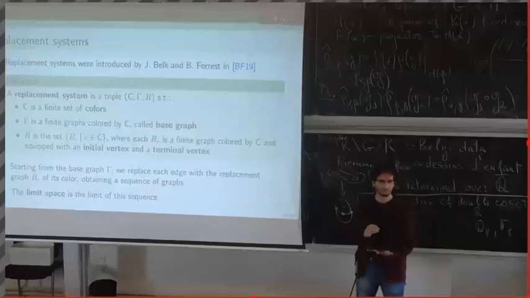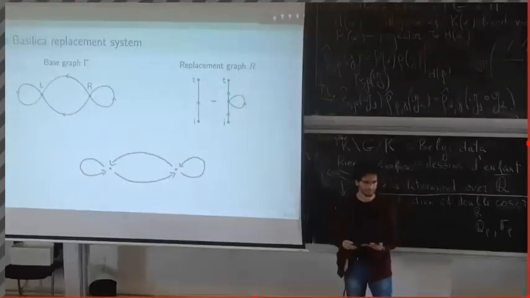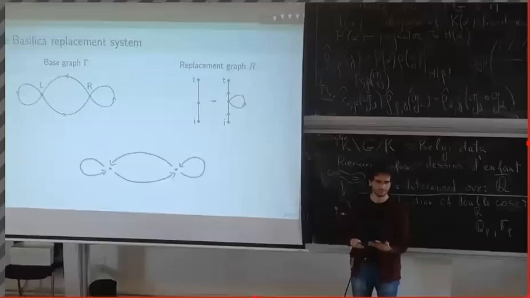I know that this is vague, but the full definition is a little more involved. But I think you'll be convinced once you actually see an example. So this is the Basilica replacement system. This actually gives the Basilica Thompson group as a rearrangement group. As you can see, the base graph consists of just 4 edges, 2 of which are loops, and the replacement graph is only one because we've only got the black color here.